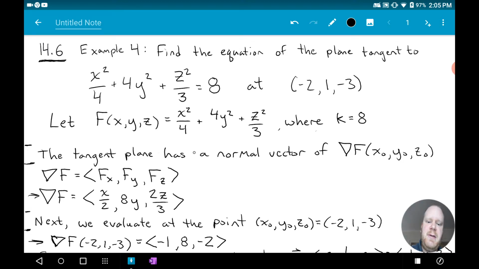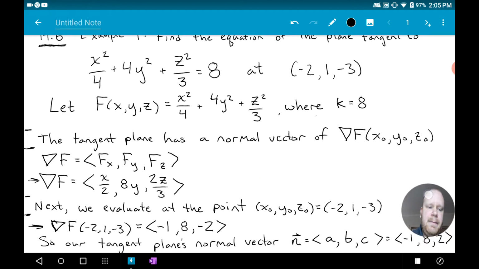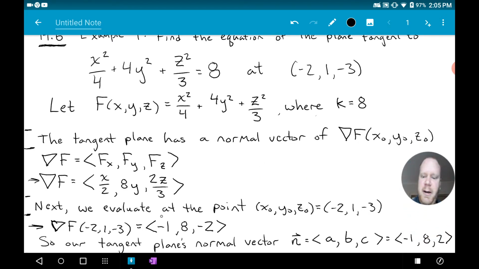From this phrase, the tangent plane has a normal vector of this gradient at x naught, y naught, z naught. So the normal vector of our plane is going to be this a, b, c, so -1, 8, and -2.